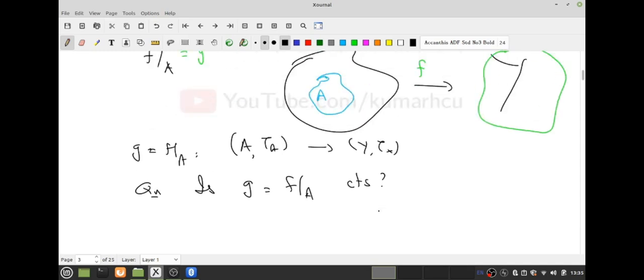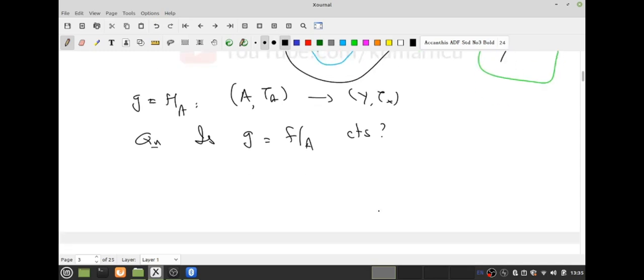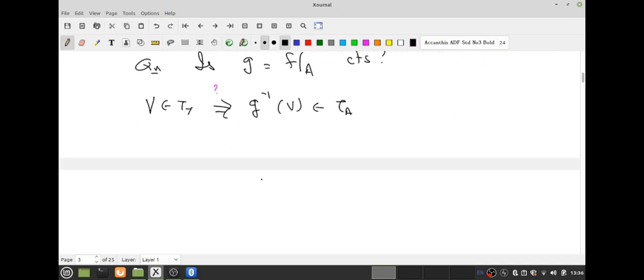To check continuity of g, what should I do? Take any V in tau_Y, then I have to look at g inverse of V and check whether it belongs to tau_A. This is what I have to ask to check continuity. This is g, not f. My handwriting is not good. So let V belong to tau_Y. Let us look at g inverse of V. This is the set of all a in A, remembering that g is a map from A to Y, such that g(a) belongs to V.